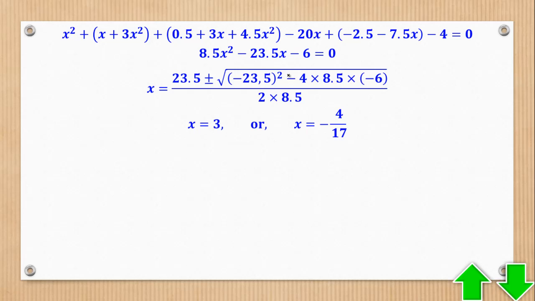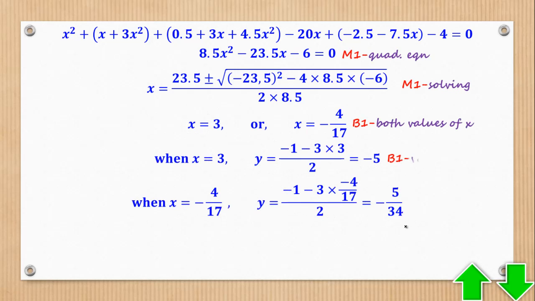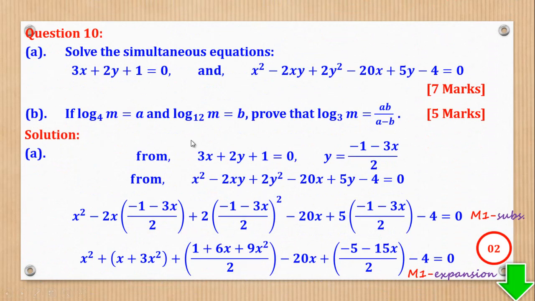So I've got the values of x. What about values of y? So when x is this, come and substitute for y, which is that. When x is this, substitute for y to get that. And that's what they wanted. So that was part A.